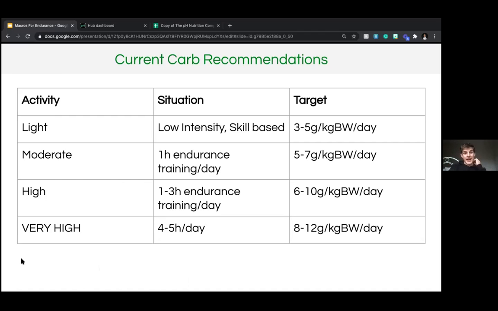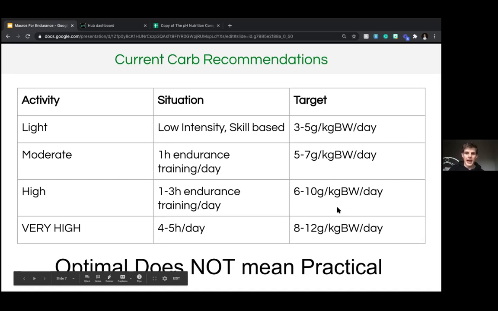And so what I wanted to hammer home here was that optimal does not mean practical. So, for example, in that light, low intensity skill-based stuff, if I was to eat 5 grams of carbs per kilo body weight per day, I'd be eating about 350 to 400 grams of carbs. And if I'm eating that and I'm eating that 1.6 grams of protein, then, hey, my energy intake is climbing. So that will have a knock-on effect in that total energy balance. And hey, I'm still trying to make room for fats.